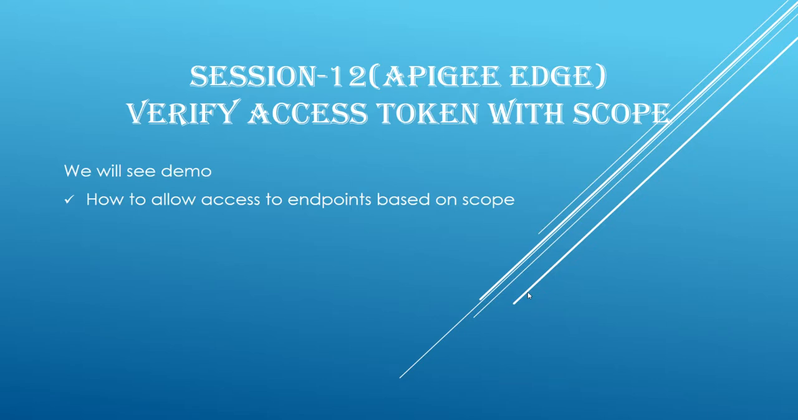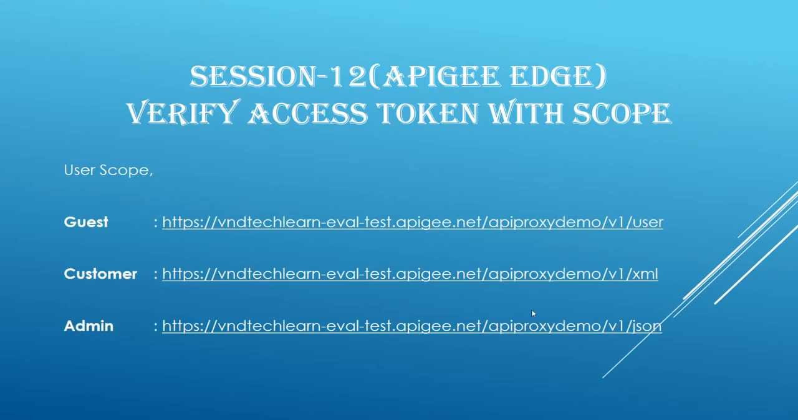Okay, in this demo, we will see how to allow access to endpoints based on scope along with access token. Let's consider that we would like to allow access to this endpoint only when the request is coming from the user whose scope is guest. Similarly, we would like to allow access to this endpoint only when the request is coming from the user whose scope is customer. Likewise, we would like to allow access to this endpoint only when the request is coming from the user whose scope is admin. So how can we do that? Let's see that in action.